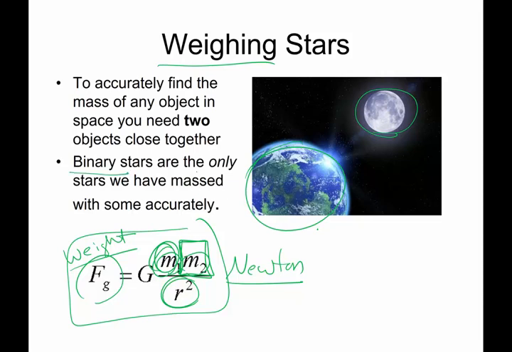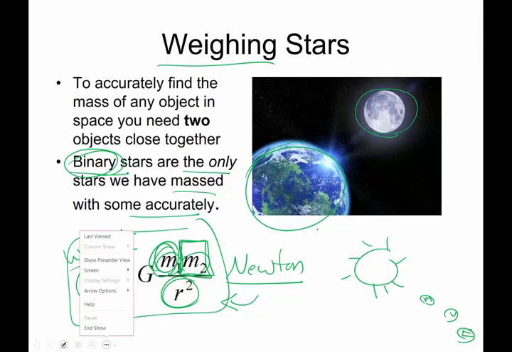Binary stars are the only stars that we have accurate masses for. A star like our sun, the only reason we know the mass of our sun is because it's not alone. It is surrounded by Mercury, Venus, the Earth, Mars, etc. And we can use the planets to help measure the mass of our star using Newton's law of gravity. So these binary stars have given us information that we can then extrapolate and take onward to other stars where we don't have their weights.